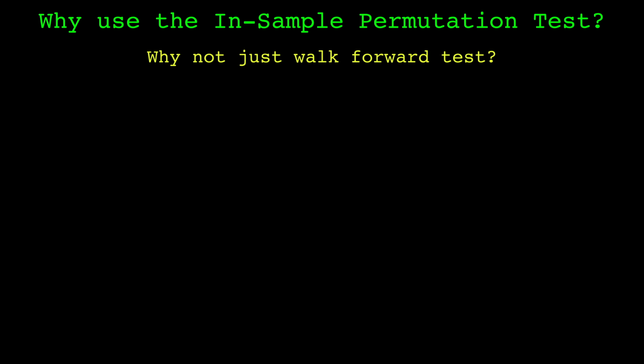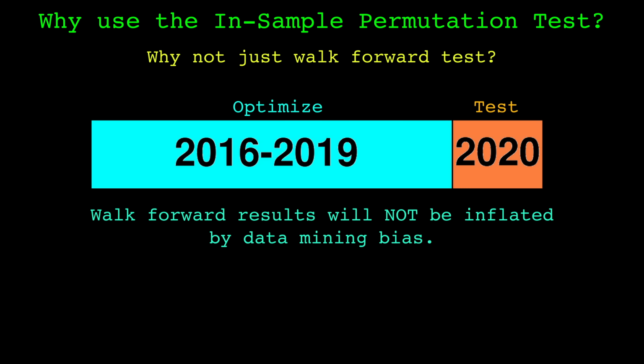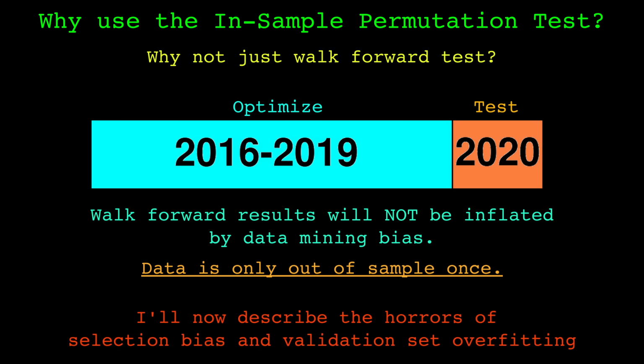But why even do this? Couldn't we just try the strategy on 2020 data? If it worked on data that wasn't used for the optimization, then the strategy's probably not overfit. Well, sure we could, but once out-of-sample data is used, even once, it is no longer truly out-of-sample.